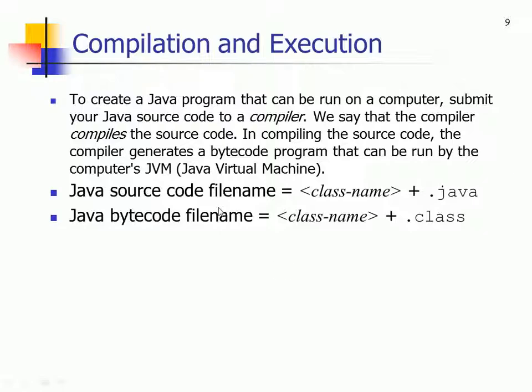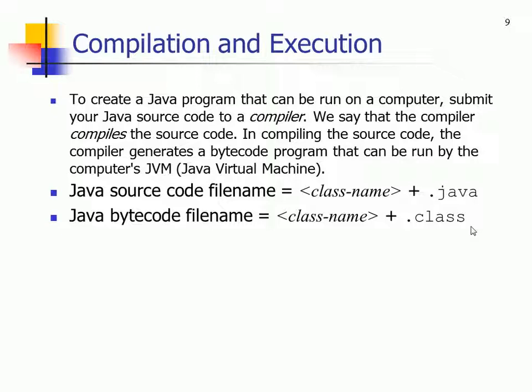It says the compiler compiles the source code, and in compiling it, it generates a bytecode program that can be run by the Java virtual machine. We talked a little about that last time, but it makes it into this intermediary type called bytecode. So it takes our .java file and makes a file with the same name except .class. Then we run the .class file. You could literally just take that class file and distribute it, and it works fine.